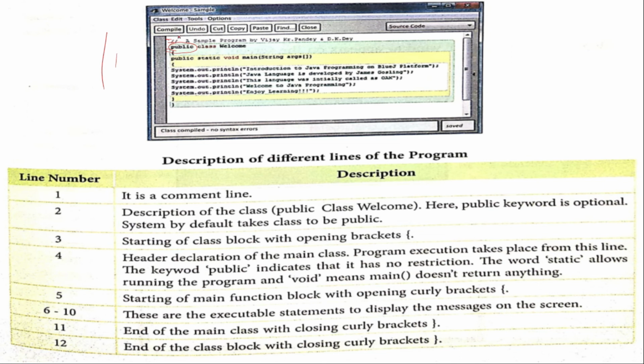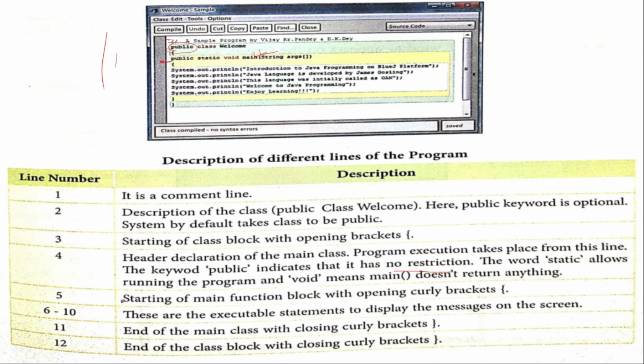Fourth line, that means this line, the header declaration of main class, a main function. The program execution takes place from this line. The keyword public indicates that it has no restriction. The word static allows the running of the program, and void means main does not return anything.